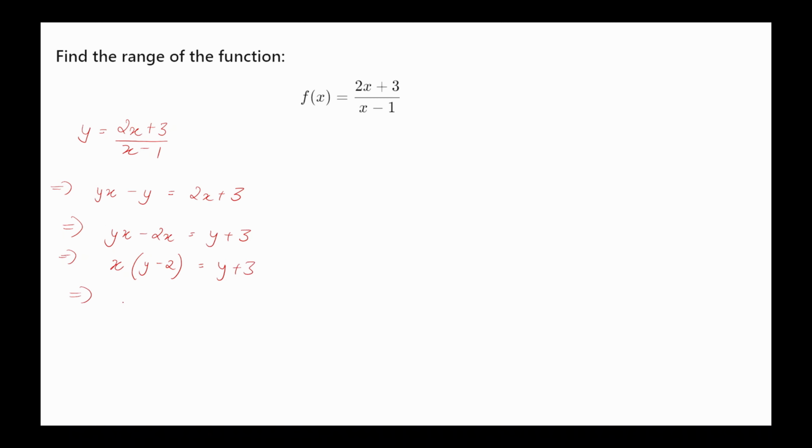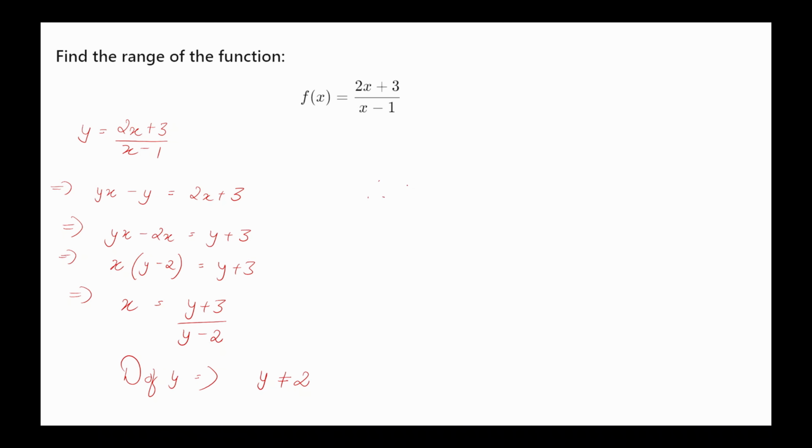So from here, what am I getting? x is equal to (y plus 3) upon (y minus 2). So from here, I've gotten this equation now. Now what would be the domain of y? It would simply be y should not be equal to 2. Apart from that, all values can be satisfied because there is no other restriction here.